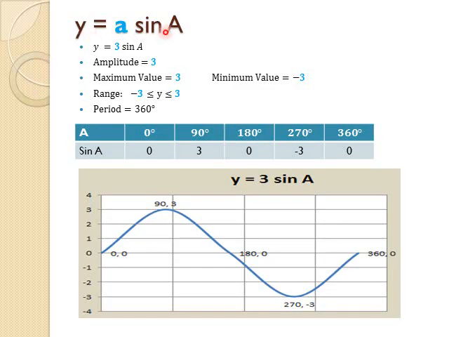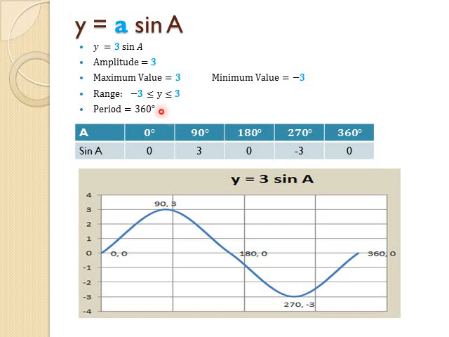Now there, y = a sin A. So again, in place of a, I've written 3. So if you're picking up the pattern now, that 3, amplitude is 3. So my amplitude is 3, my maximum value must be 3, and the minimum must be -3. My range must be greater than or equal to, always the smallest value on the left, which is -3, the biggest value on the right, which is +3.